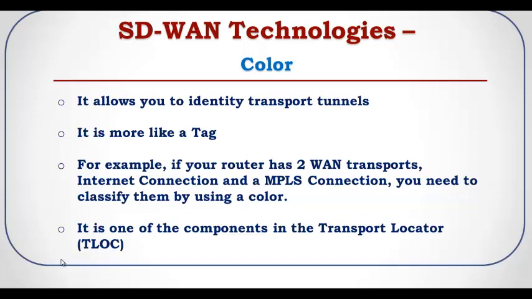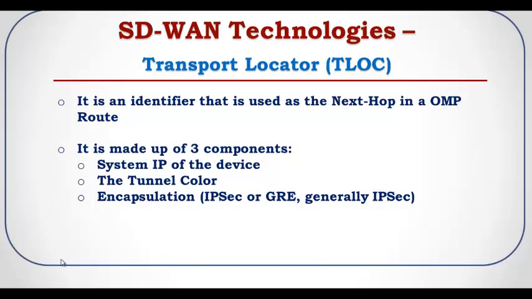So this is another component in the TLOC, transport locator. Here comes the final, the TLOC itself. TLOC, it is an identifier that is needed as a next hop in the OMP. As I said, based on the tunnel, based on the tag, the next hop is going to be determined. Because we may have more than one next hop, one via the MPLS, one via the internet. Which next hop to take for this traffic depends on the tunnel.